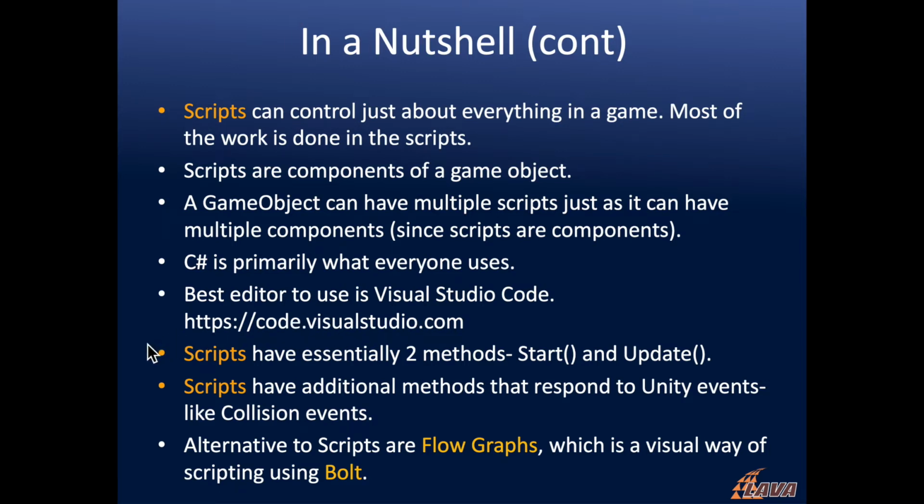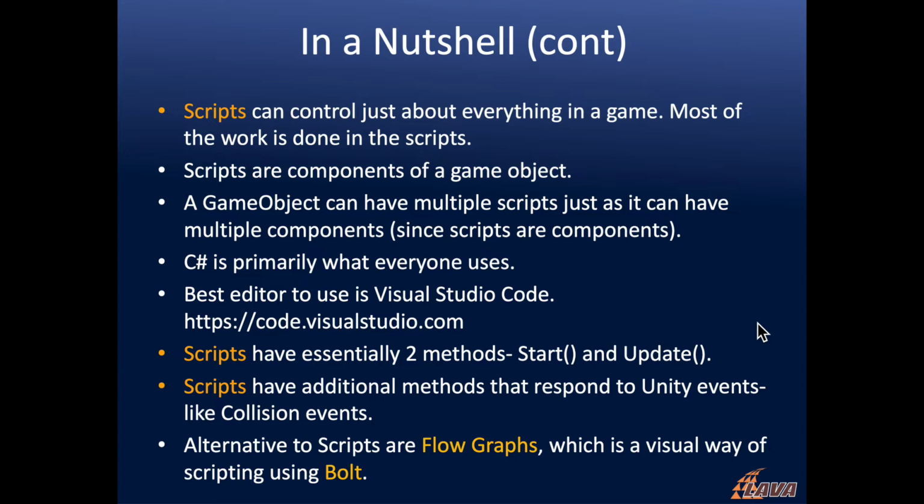Now, a couple of things you should keep in mind about scripts. Scripts have primarily two methods. Essentially, these are two functions. One is start and one is update. Start basically means that anything you'd want to do to your game object when the game object exists, that's where you put all the code for that game object. And then as the game object is running, at every single update of the game object, that's where you put all the code that you need to update the state of the game object.